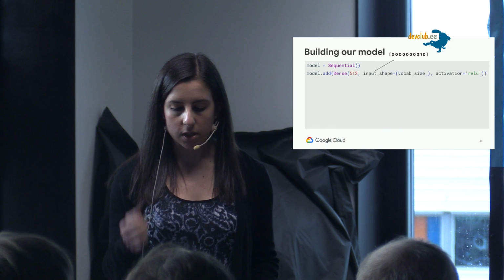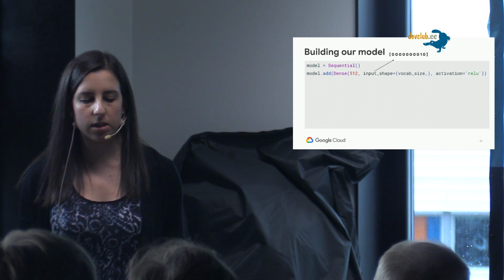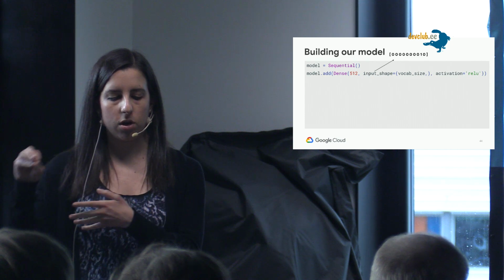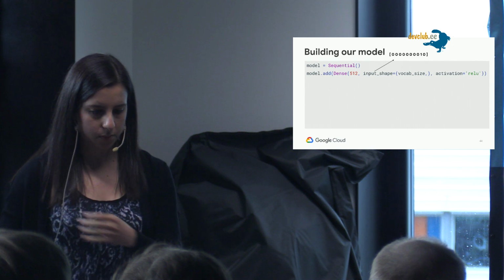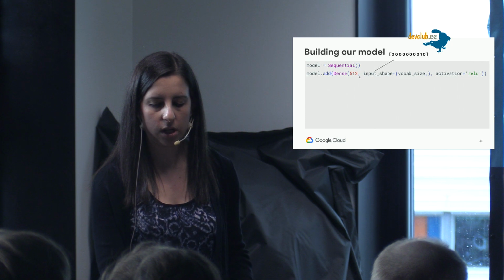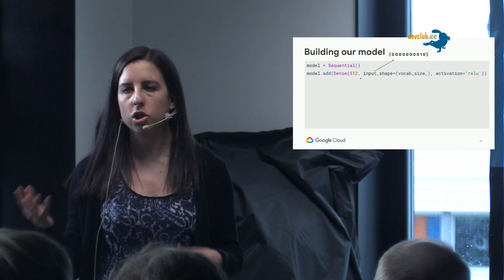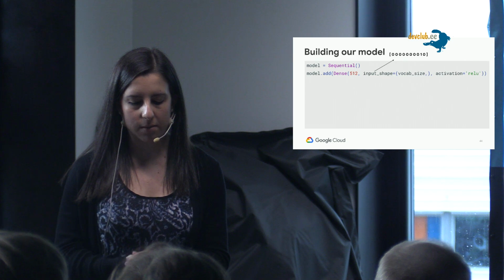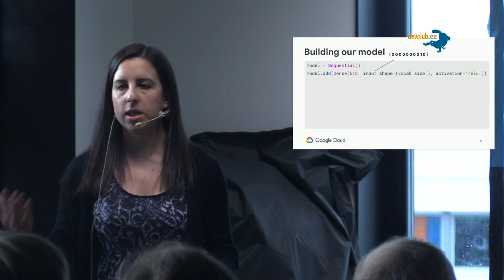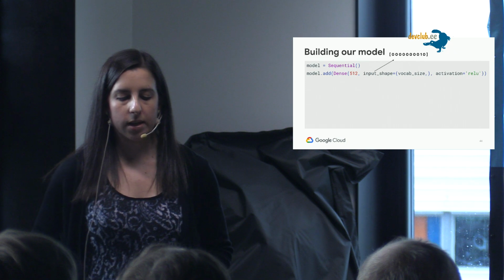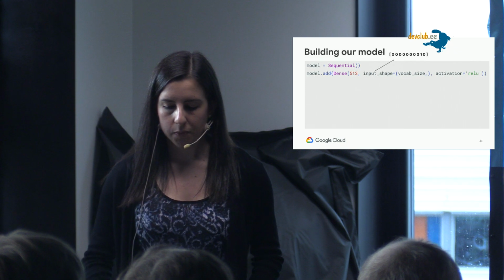In my first layer, this is a dense layer, which basically just means it's fully connected. Each neuron in one layer is connected to every neuron in the next layer. And there's 512 neurons in this layer. This number is a hyperparameter that you can tune. So there's no magic answer for what's the best number of neurons in a layer. You just have to experiment with different values and see what works best for your data set.